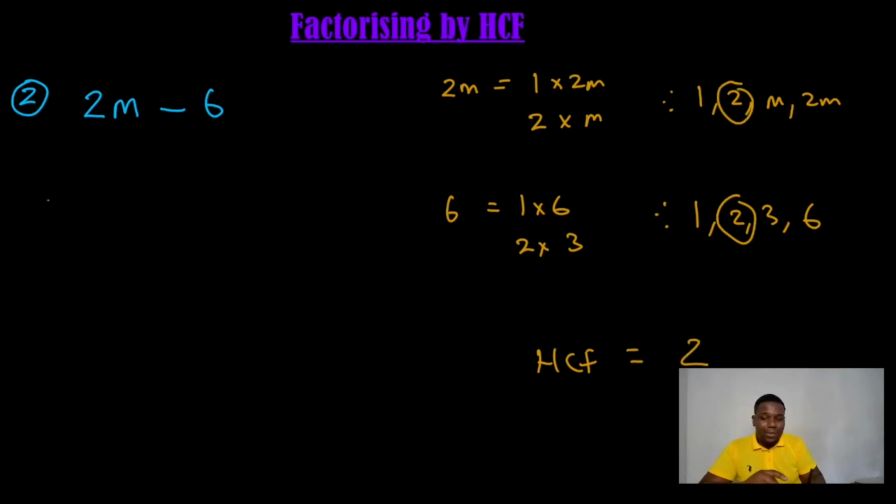So our highest common factor would go outside of the bracket, and in the bracket we'll have the quotient. So we're going to divide each of these terms by 2. The 2 into 2m leaves m, and 2 into negative 6 leaves us with negative 3. Therefore, when we factorize using the highest common factor, we get 2 bracket m minus 3.